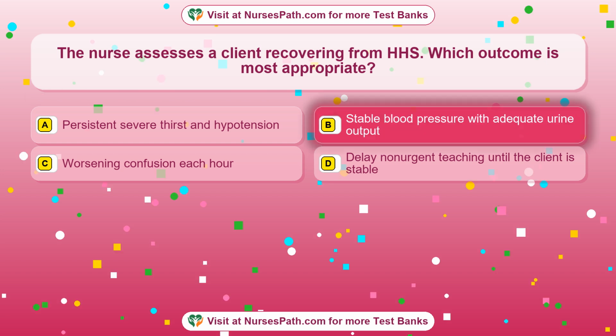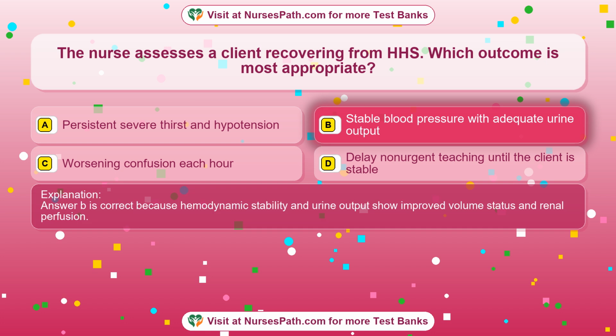The correct answer is option B, stable blood pressure with adequate urine output. Answer B is correct because hemodynamic stability and urine output show improved volume status and renal perfusion.